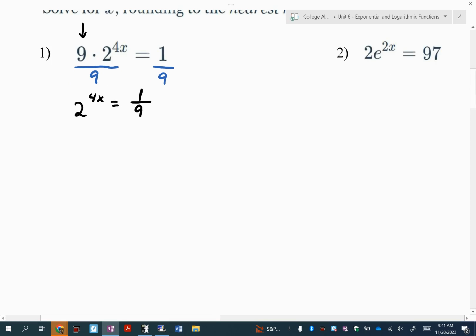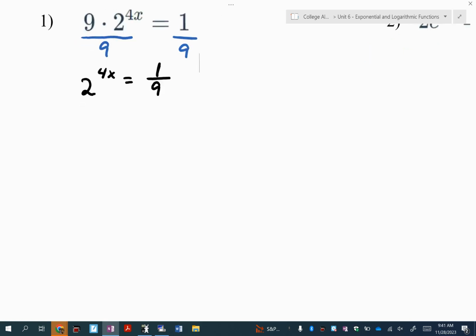And I'm just going to leave 1/9 alone right now. I don't know what 1/9 is as a decimal, it's like 0.1 repeating, I think. But just leave it alone. If this was going to be like what we did before break, I would have to rewrite that 1/9 with a base of 2, which I'm unable to do.